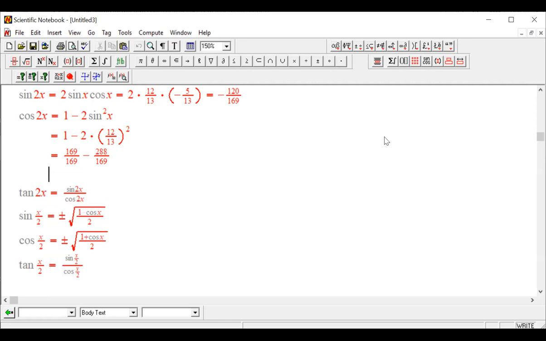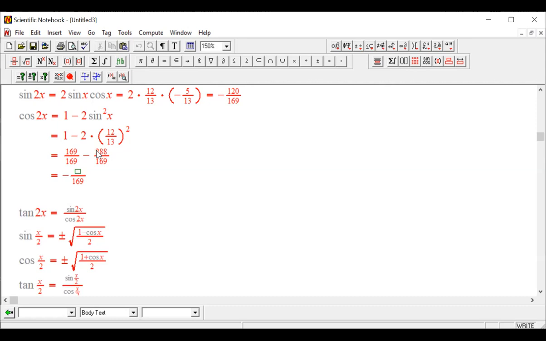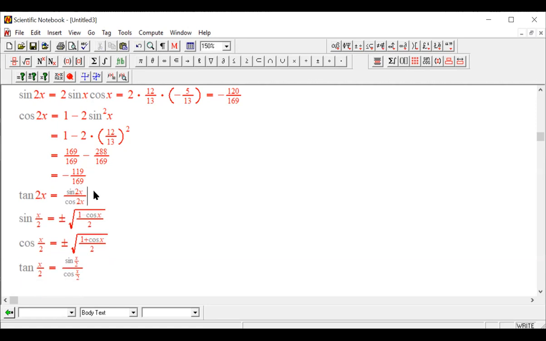We subtract these two fractions, and we end up with a negative number. So 169 will be the denominator. The numerator is 169 subtract from 288. What does that equal to? I'm being lazy. Okay, 119. So cosine double angle is found, and then the tangent double angle.